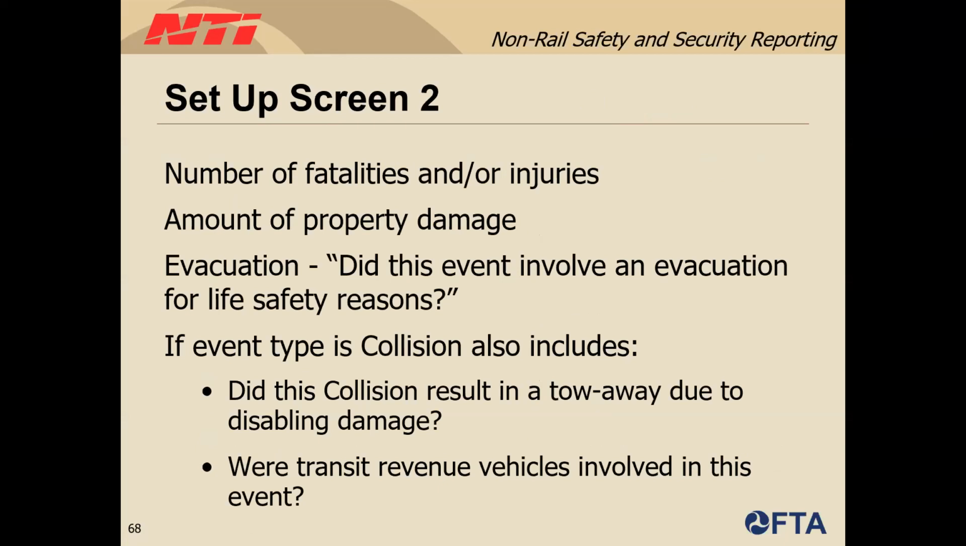The second setup screen asks you a series of questions, some of which are based on the mode and or type of event you are reporting. This is to determine the reportability of the event and the subforms that need to be generated. This is only a list that we will cover each in more detail. First is the number of injuries and or fatalities. The total estimated property damage amount. The screen asks about the evacuation threshold question. If the event type is a collision, then you are also asked the towaway threshold question. You will also be asked if transit revenue vehicles were involved, which determines if this is a transit or non-transit collision.